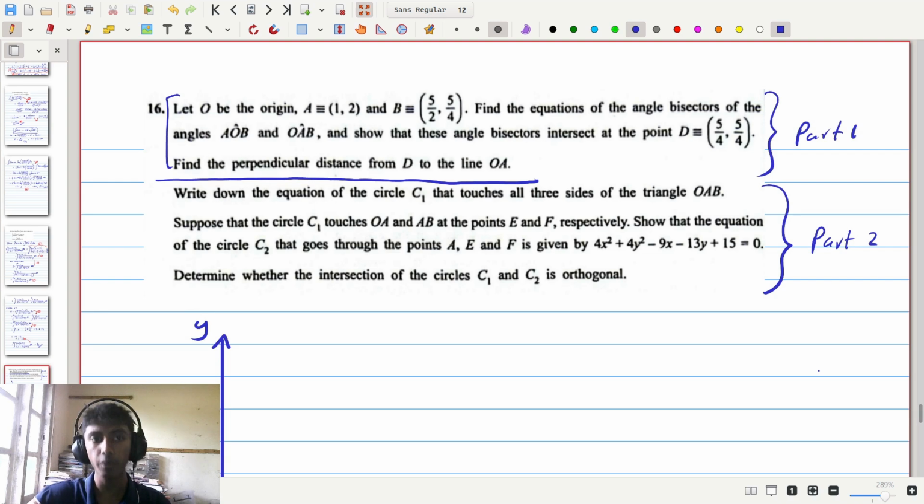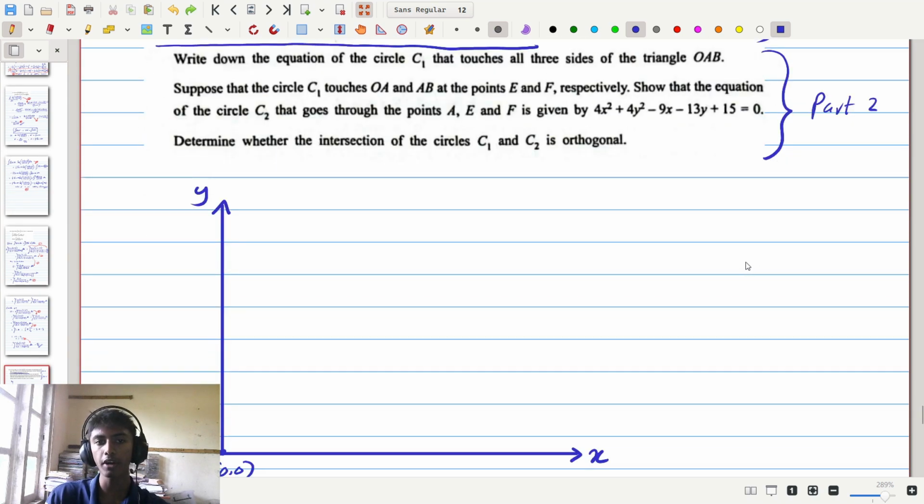If you look at the particular question, it says let O be the origin and let the point A be 1, 2 and let the point B be given by 5 over 2, 5 over 4. Given this, we are asked to find the equations of the angle bisectors of the angles AOB and OAB, and show that these angle bisectors intersect at a point D, which is 5 by 4, 5 by 4, and given that, we are asked to find the perpendicular distance from D to the line OA.